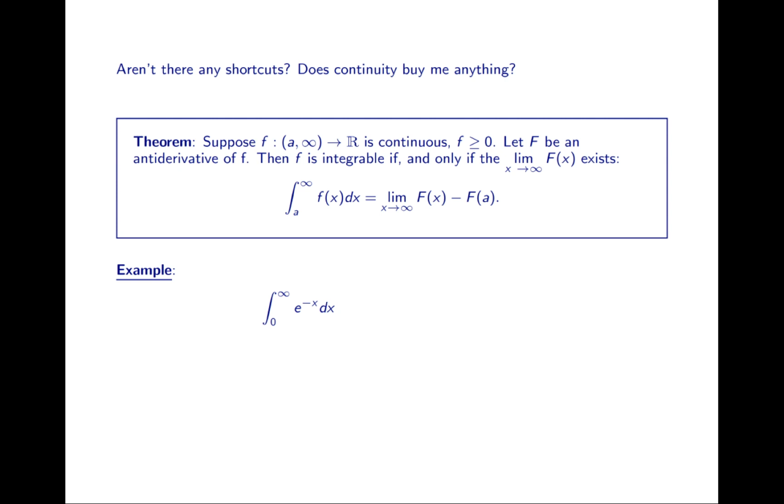So for example, e to the negative x is positive, continuous, and it has an antiderivative. If I take the limit as x goes to infinity of the antiderivative at x minus the antiderivative at 0, I would get infinity minus 1, which is 1. So in fact, that function is integrable. And we can use the antiderivative in this case to show it. So this is the unbounded domain scenario.